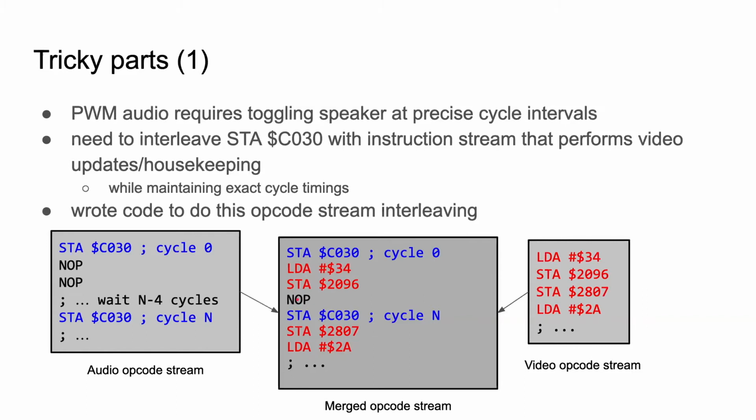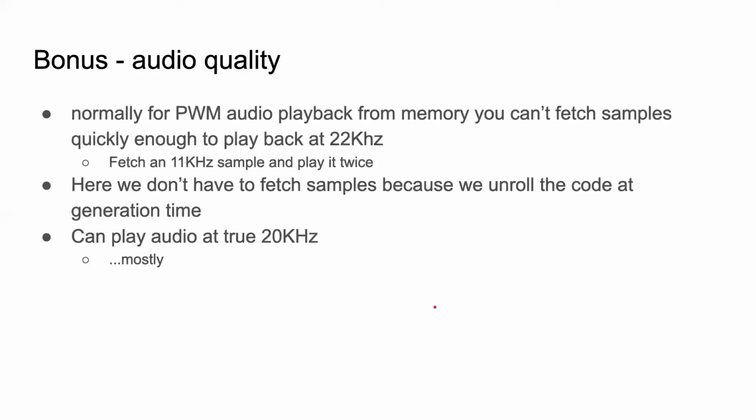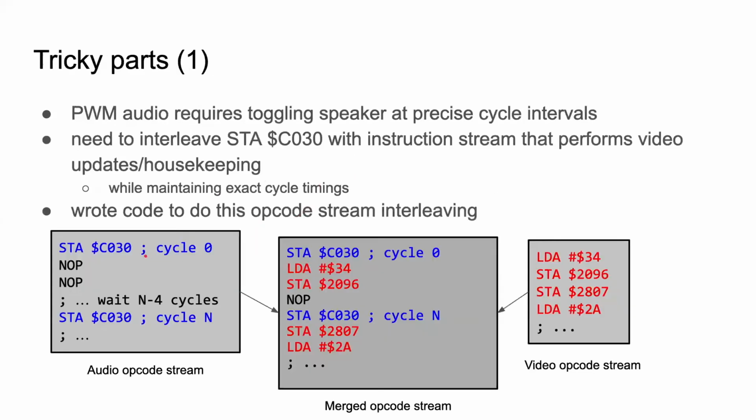And so I wrote some code that can interleave these kinds of opcode streams and produce the output. As a bonus, this way of doing the unrolled version of the audio playback lets us get better audio quality than we would if we were playing back from memory. From in-memory playback, it turns out you can't fetch the samples quickly enough from memory to play audio at 22 kilohertz, and what you'd usually do is use a lower bitrate sample and then play it twice. But here, because we can just directly compile the set of the speaker timings, we can actually play back at 20 kilohertz.